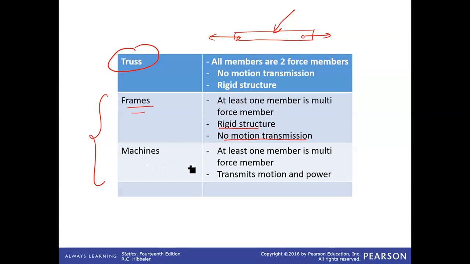Machines, on the other hand, are different from the above two categories in the sense that machines have at least one multi-force member like this, like frames, but the main intention of machines is to transmit motion and power. So machines transmit motion and power, and frames do not do that. Frames are mostly used for supporting structures, and machines are used for transmitting motion.